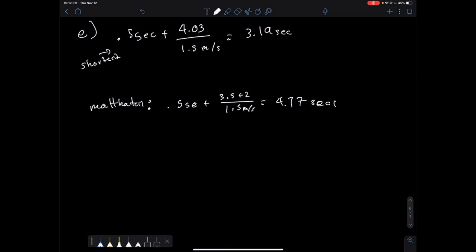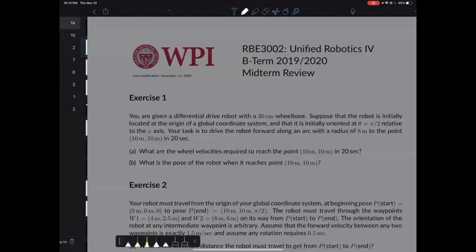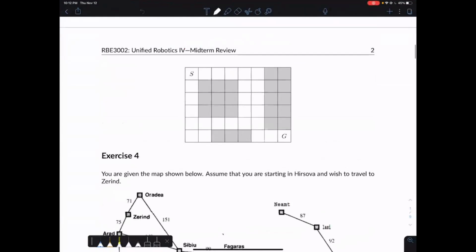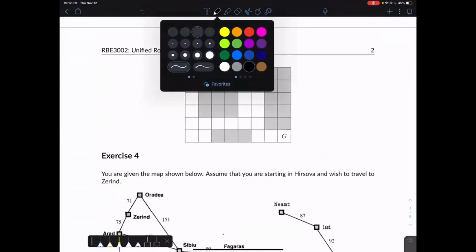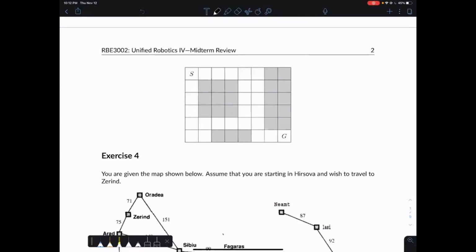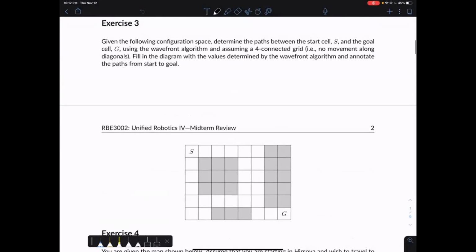Our next question is exercise 3, which is the wavefront algorithm on a map. I think the best way for me to do this is to open up the midterm prep and scroll down, and we'll do it on this map here because it will save us a lot of time. The question is, given the following configuration space, determine the path between the start cell S and the goal cell G using the wavefront algorithm and assuming a 4-connected grid. Fill the diagram with the values determined by the wavefront algorithm and annotate the paths from start to goal.